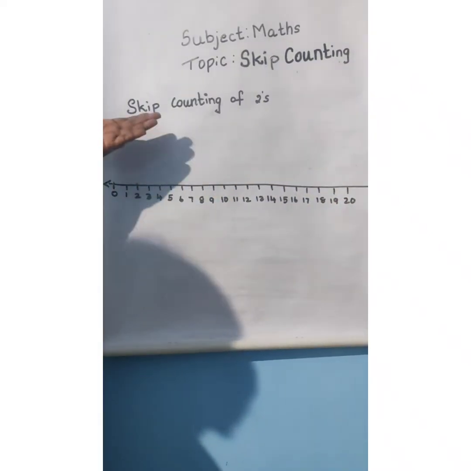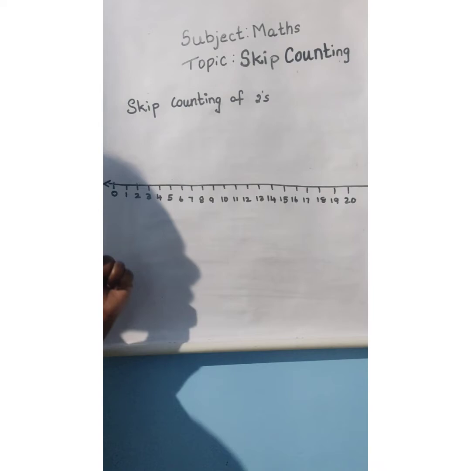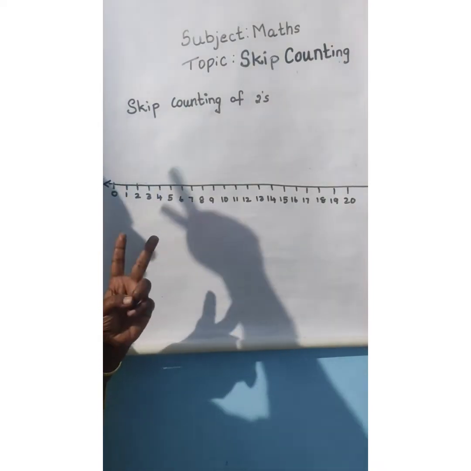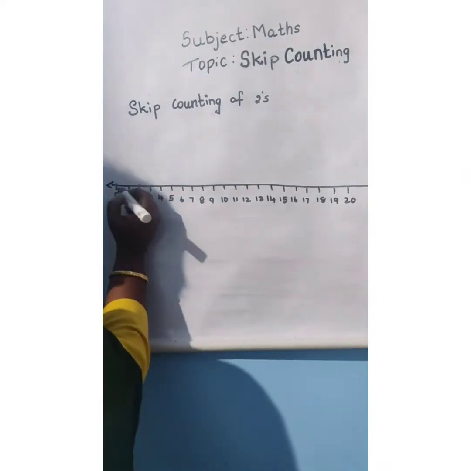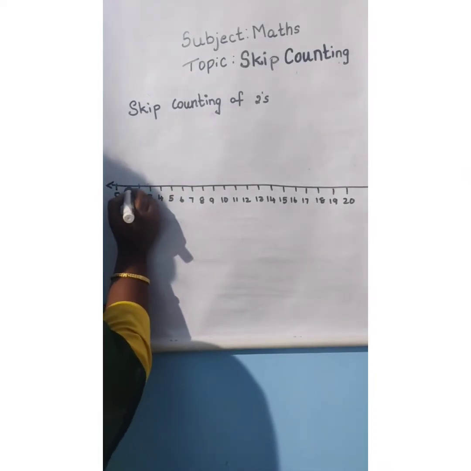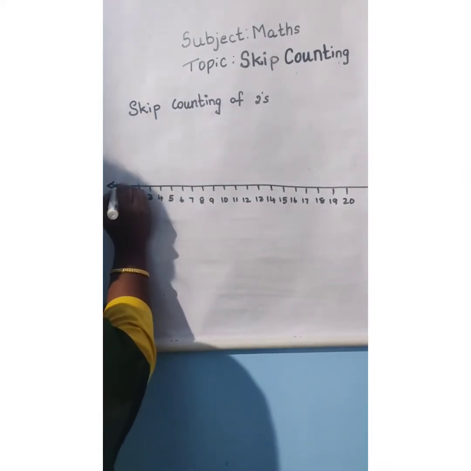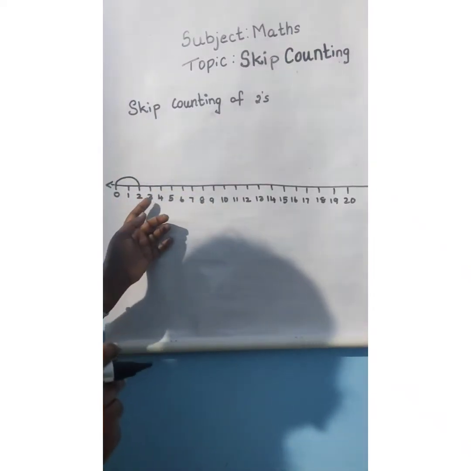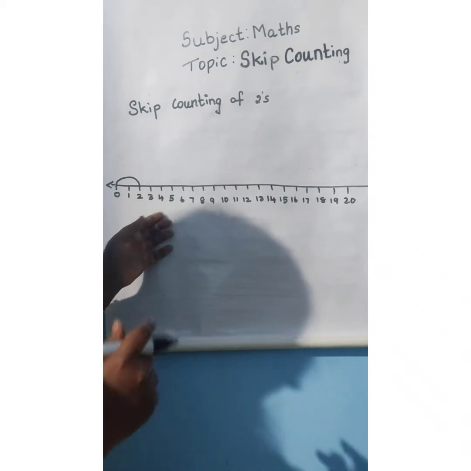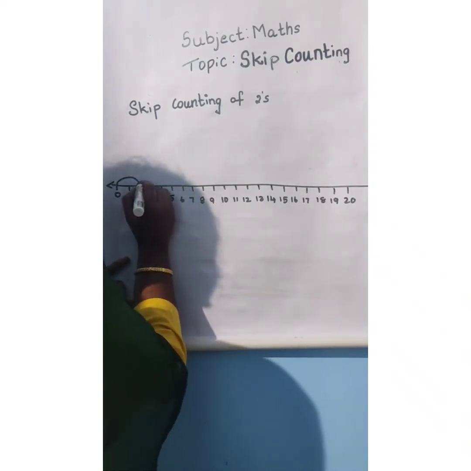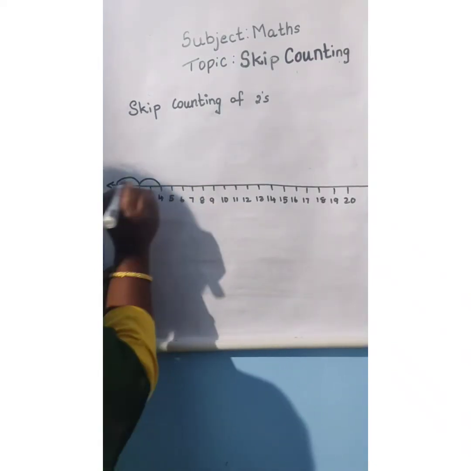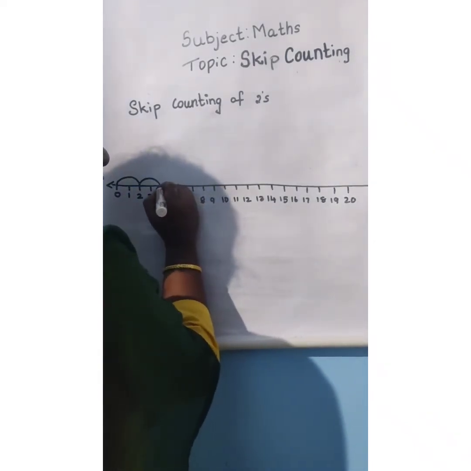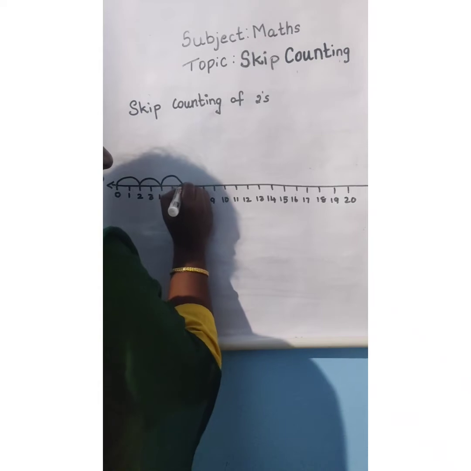We are going to do the skip counting of 2s. Skip counting of 2s means what? We have to count 2 numbers and we have to jump. Okay, so from 0 count 2 numbers, 1, 2. From 0 you have to jump to 2. Next step, after 2 it is 3, 4. You have to count 2 numbers, 3, 4. Then you have to jump to number 4. Then you have to jump to number 6.